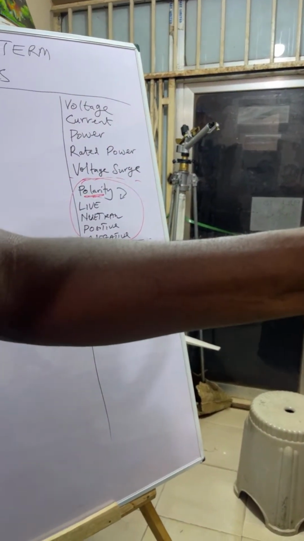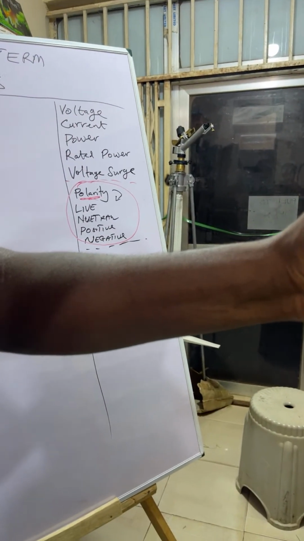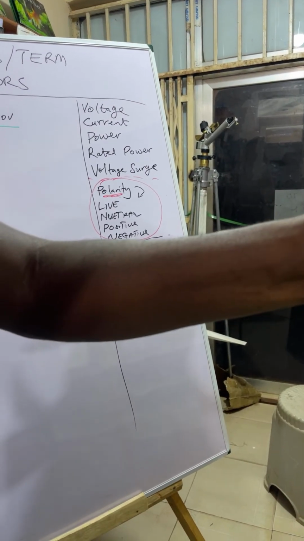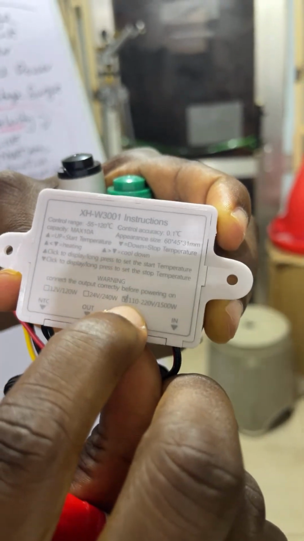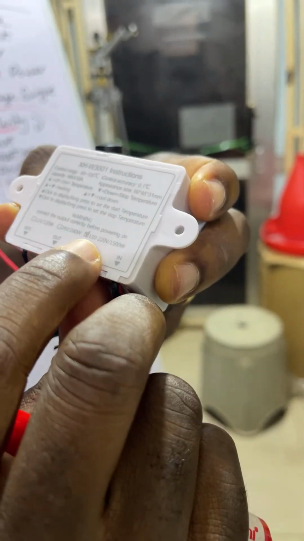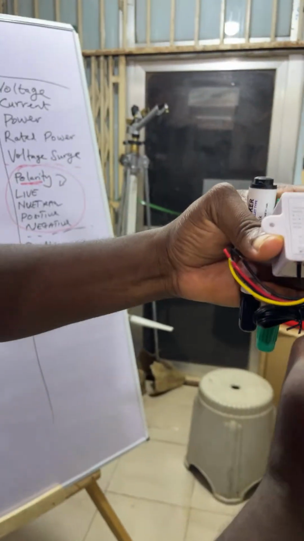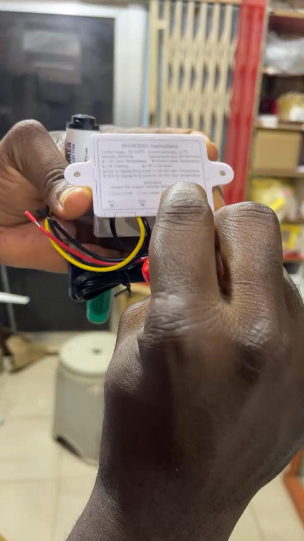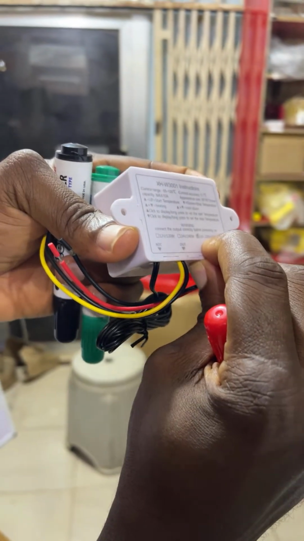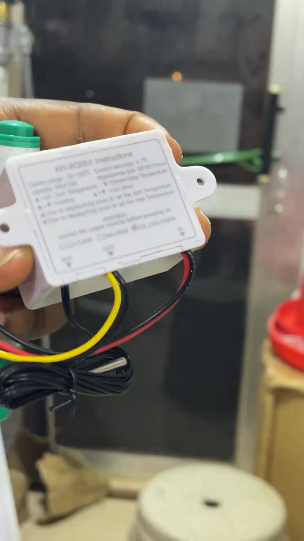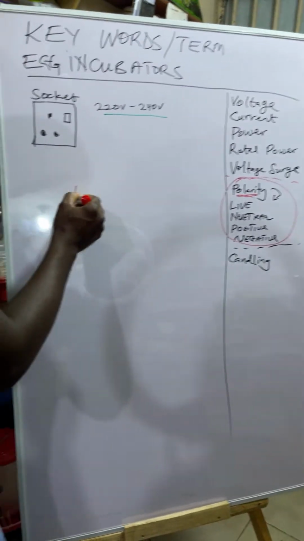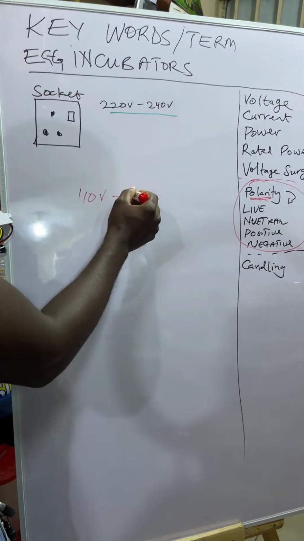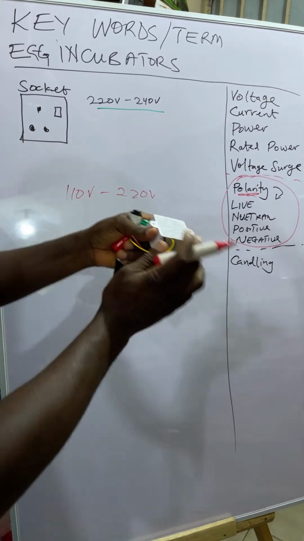Is it clear? They have ticked this particular one. What they ticked is 110 volts all the way to 220 volts. So what is written there is that you can feed it with any voltage between 110 volts and 220 volts. That's what is written at the back.